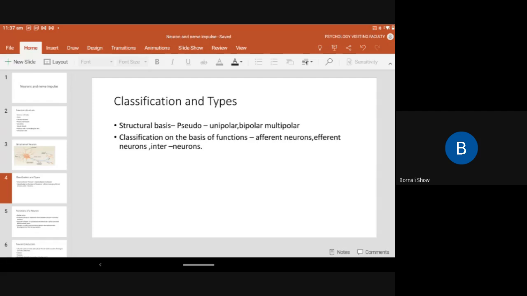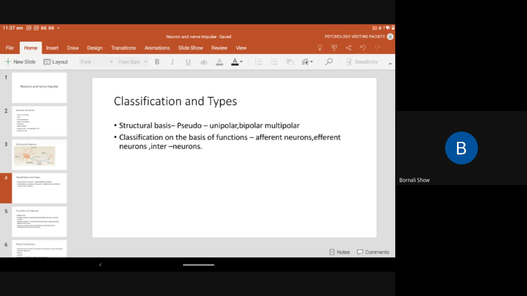So these neurons are involved in sensory functions only, and they send the impulses received from the environment to the central nervous system. That means the brain and the spinal cord. You all know that the central nervous system is divided into the brain and the spinal cord. So this is about the pseudo-unipolar neuron.